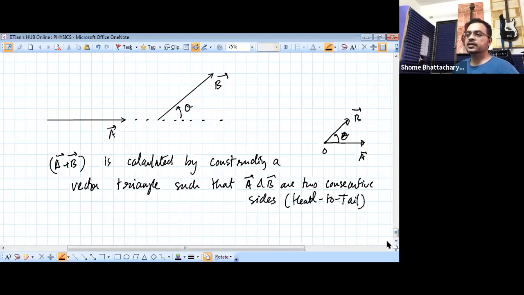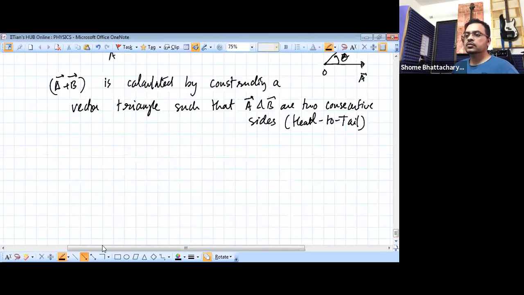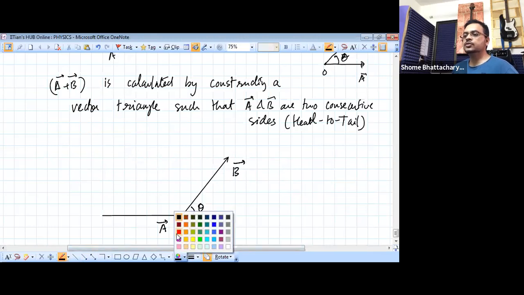So what is the first step I have to do? I have to construct a vector triangle such that this vector A and the other vector B are constructed as the consecutive sides of some triangle such that they are drawn head to tail, one after the other. So this was the vector A, this was the vector B. So the angle between them becomes this. So if this is a displacement and this is the second displacement, now you can see the third side of the triangle, which is this one, will become the resultant displacement.